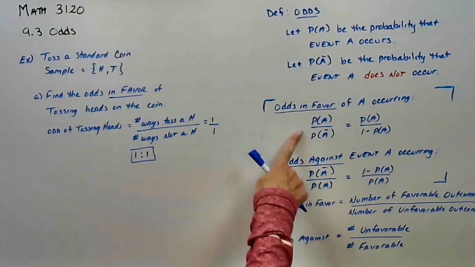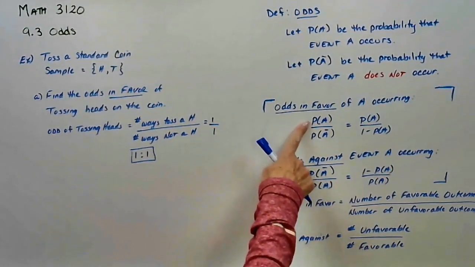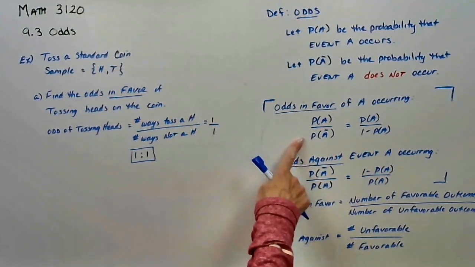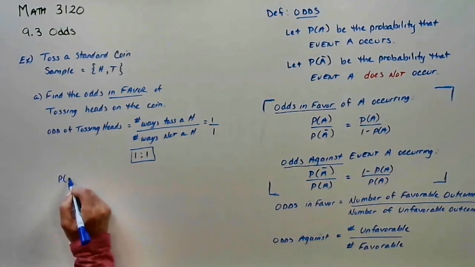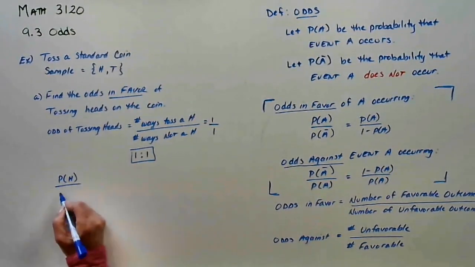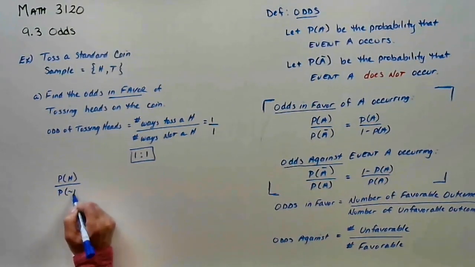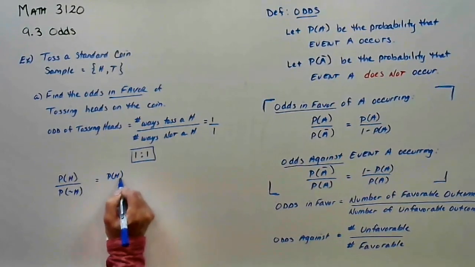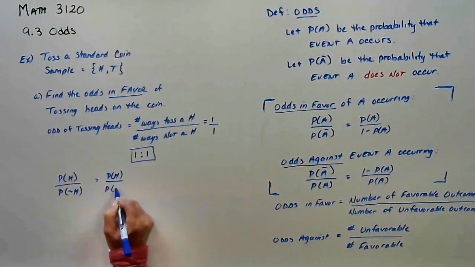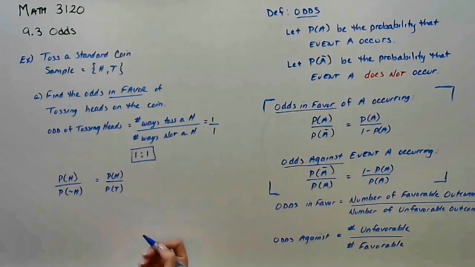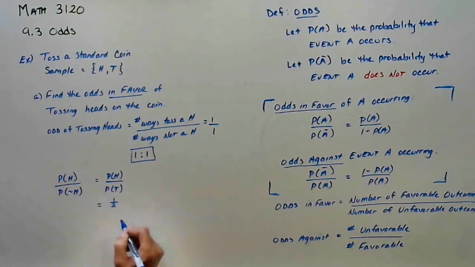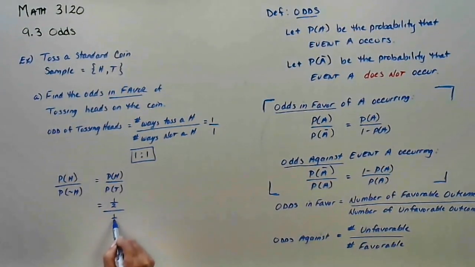If you want to use the definition of probabilities, it would be the probability of flipping a head over the probability of its complement, or not a head. So if I write it as the probability of flipping a head over the probability of not a head, in our case, the complement would be getting a tail. So the probability of getting a head, 1 out of 2, divided by the probability of not a head, 1 out of 2.